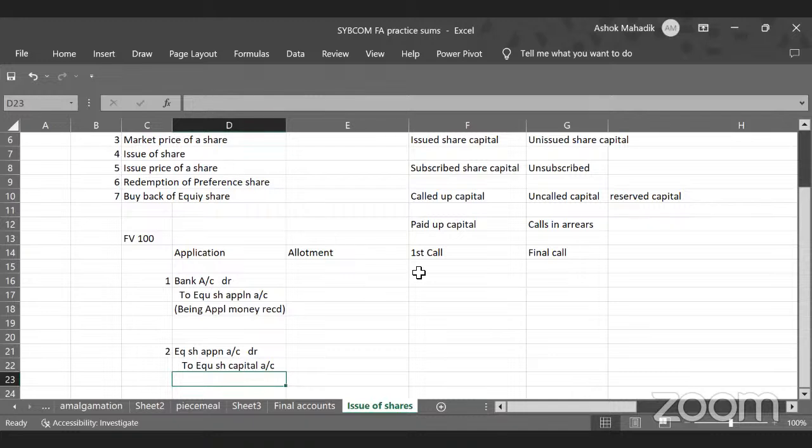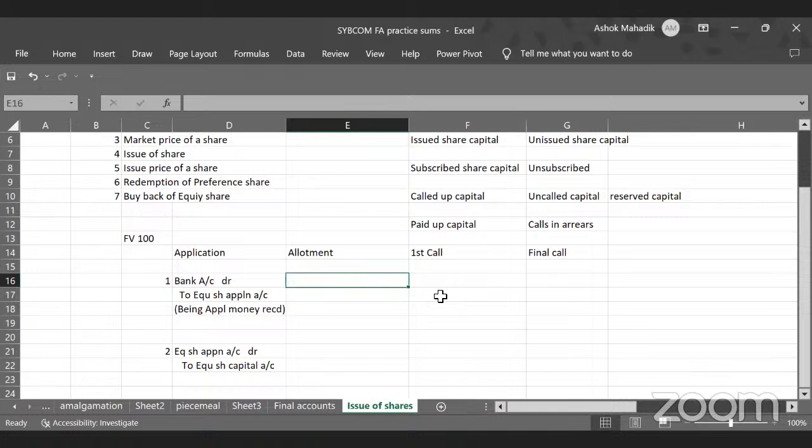Now, in case of allotment, first call and final call, the order will be reversed. First, you will make the transfer and then you will receive money. In application, first you received application money and then transferred it to share capital. But in the next three stages, that is allotment, first call and final call, the transfer entry is done first and then the money receipt entry. So what was the transfer entry in application? Equity share application to equity share capital, right? Equity share capital is always credited. Remember this.